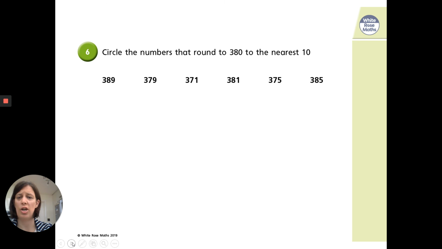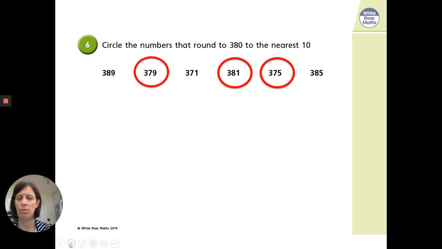Okay, so let's have a look at this challenge. Circle the numbers that round to 380 to the nearest 10. So when you've chosen a number, if it would round to 380, you need to choose it. Pause the video while you try and find out which of these numbers would round to 380. Okay, these are the ones that you should have chosen: 379, 381 and 375. They would all round to 380.